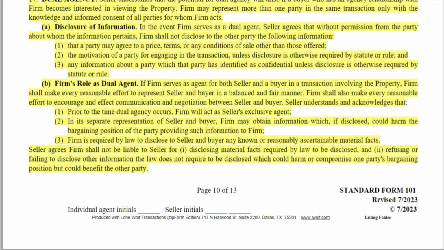So again, it can get really sticky being a dual agent, but you have to understand, as the seller, I work for the buyer as well, so I have to give them all information. Just like if there was another buyer's agent and I'm just working for you, I still have to let the other party know of any material facts that they need to know regarding the property. I can't withhold any information from them.